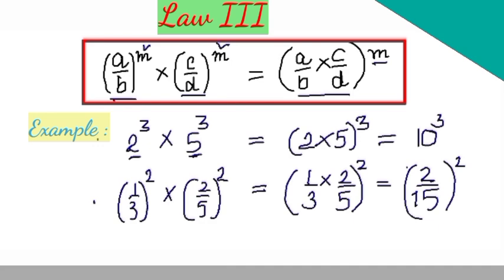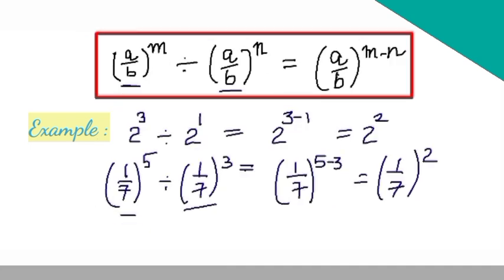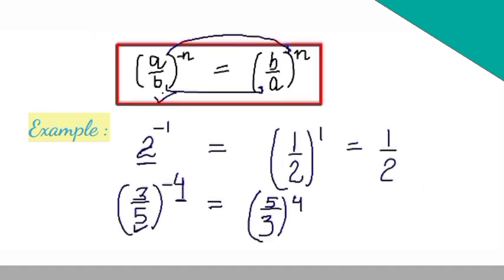The third law is, if we have different bases and the same powers, and we are multiplying those rational numbers, simply multiply the bases and the power will remain the same. Next, if we are dividing two rational numbers with different powers, we will subtract their powers and write the base once. In multiplication we add the powers; in division we subtract the powers if the bases are the same. This is the condition. Clear?